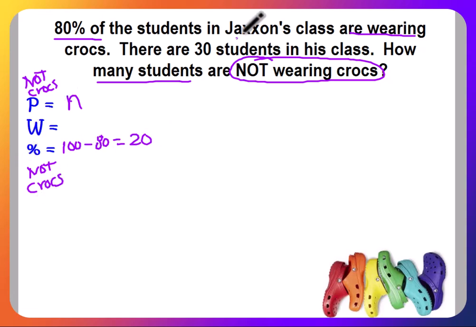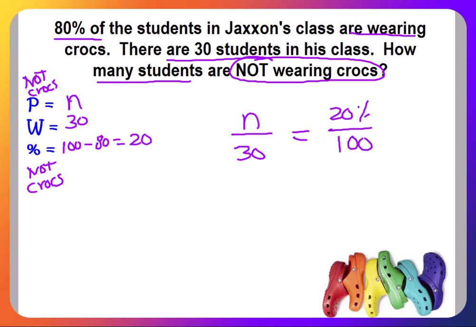And we're looking for the whole. There are 30 students in this class. That is your whole. Okay, I'm going to set it up. Part over whole, n over 30, equals the percent, 20%, always over 100.